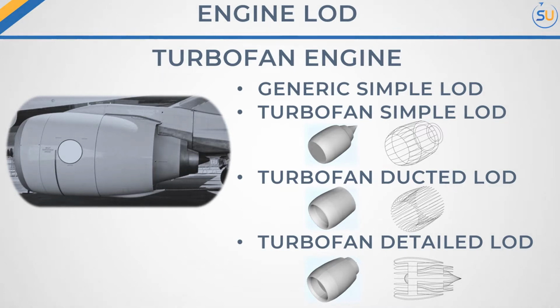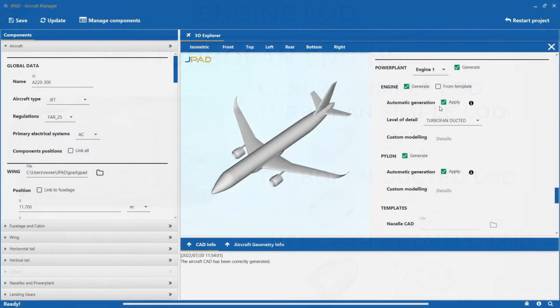Once you select a specific LOD for the engine, you can choose to automatically generate a new nacelle by means of the updated parameterization by checking the automatic generation box, or you can decide to manually fix it by unchecking the same box and by clicking on the Details button, next to the Custom Modeling text field. Remember, you need to have updated the whole aircraft structure, before being able to have access to the Details window of each engine.